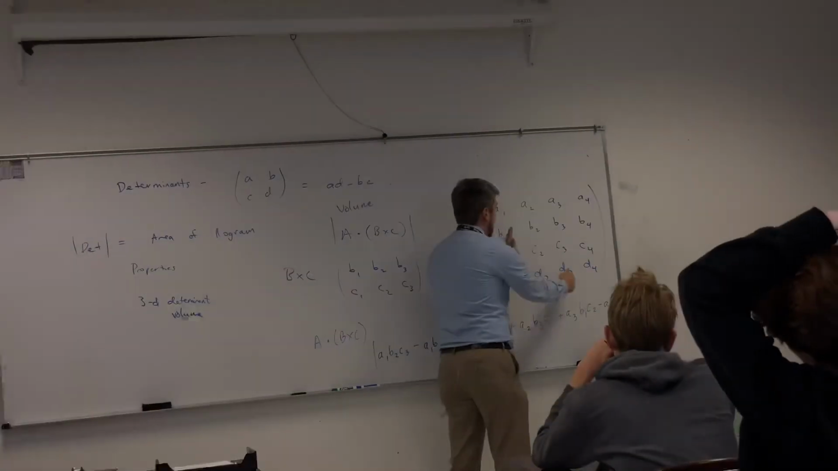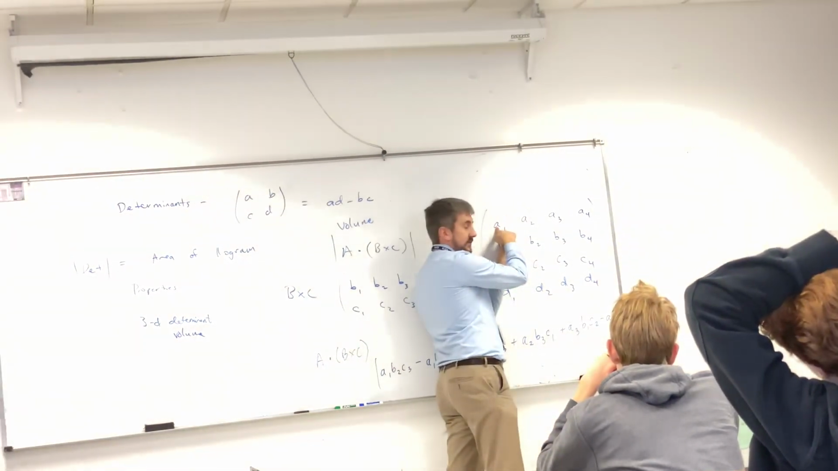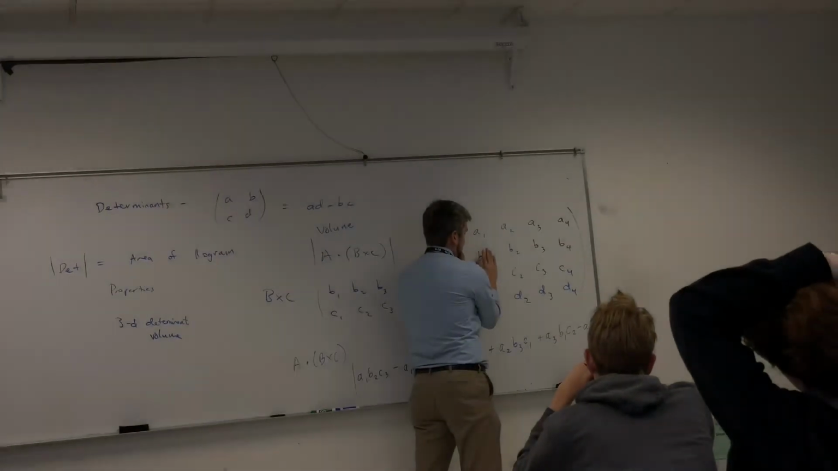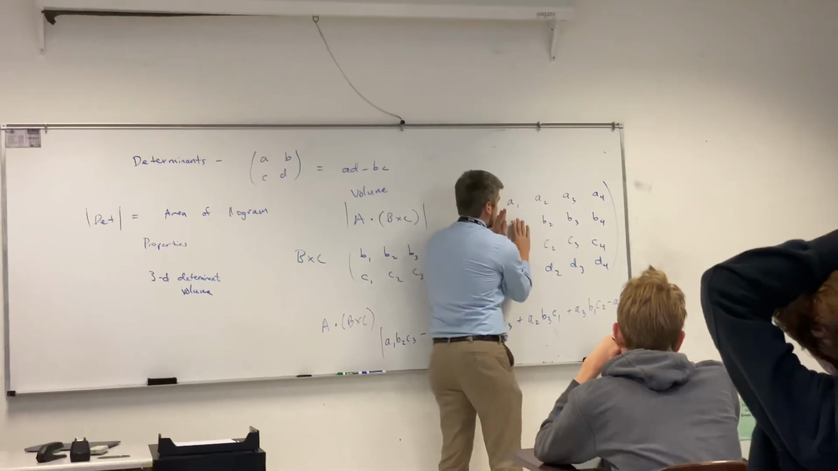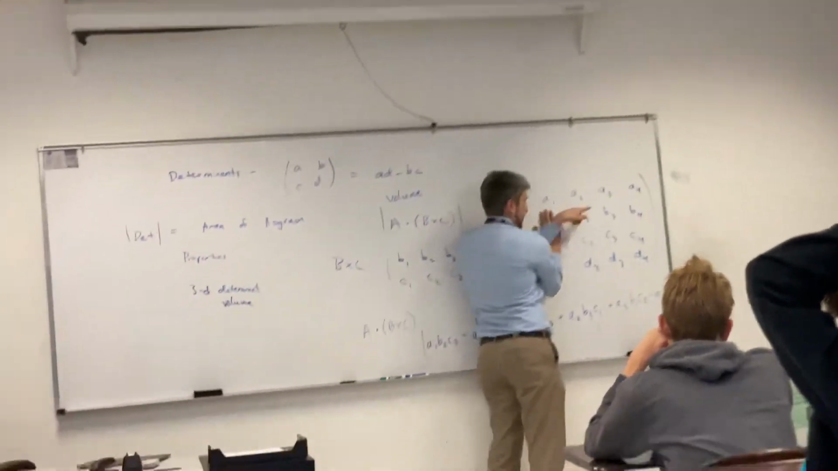Then you cover up the second one and dot it with that. So you would cover up that and also cover up the second C2, D2. So I would say, take away this, and find the determinant of that.